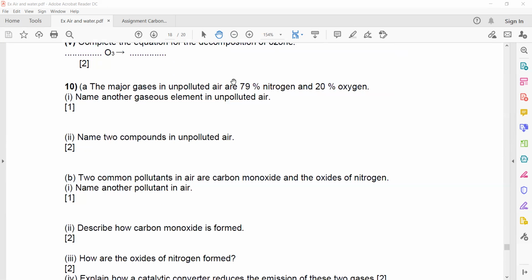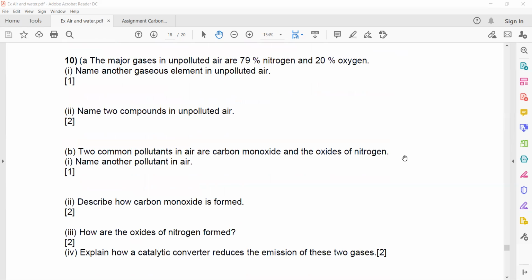Question 10. Any doubt in question 10? Any doubt in question 10?